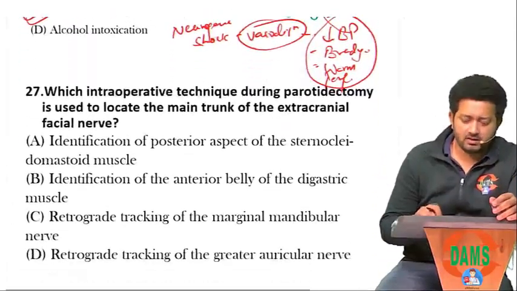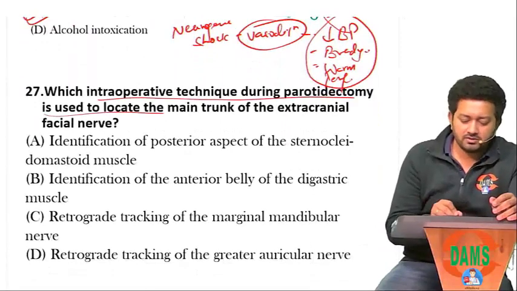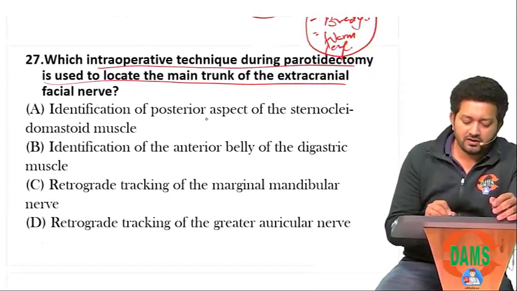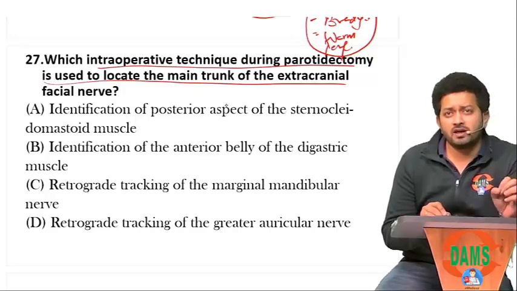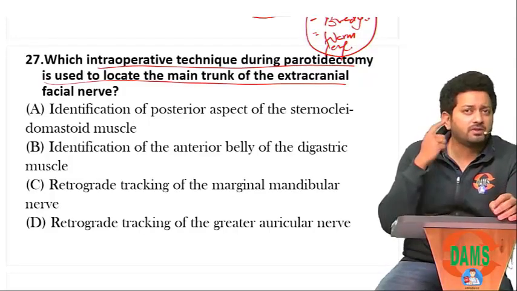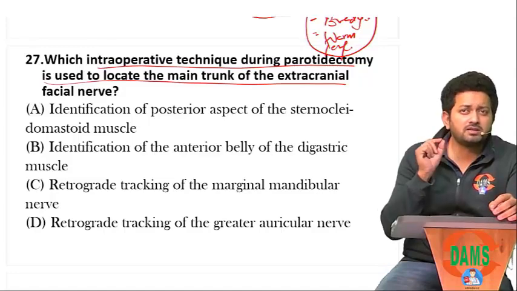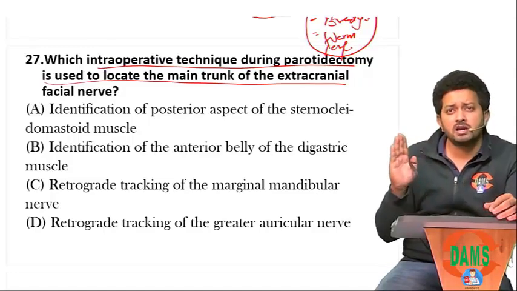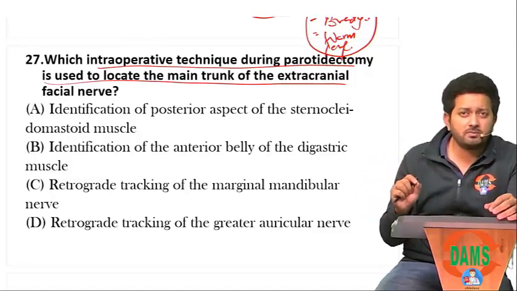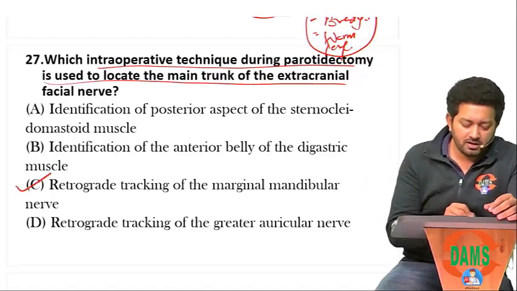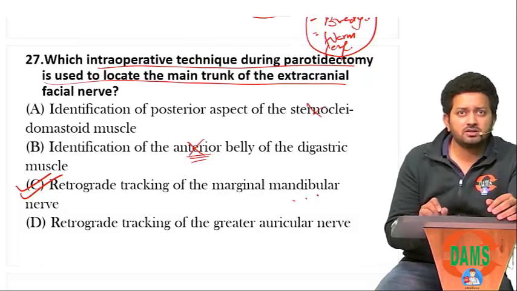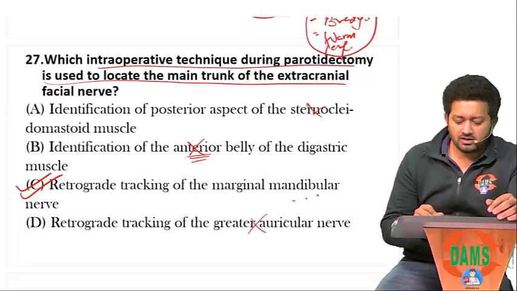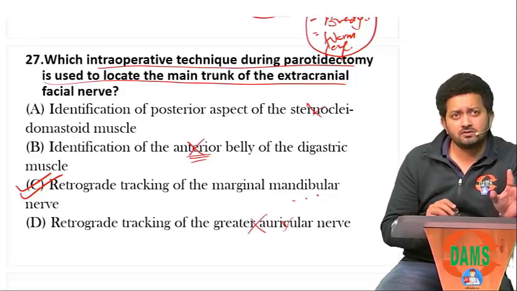Which intraoperative technique during parotidectomy is used to locate the main trunk? Identification of the posterior aspect of sternocleidomastoid will not be helpful. It is the posterior belly of digastric that is useful. The cartilaginous part of the external auditory meatus, that is Conley's pointer, is useful. Tympanomastoid suture line, stylomastoid foramen, or you can trace from a peripheral nerve to the main trunk. Sternocleidomastoid is not used. Greater auricular is not a branch of the facial nerve. So option C is correct.